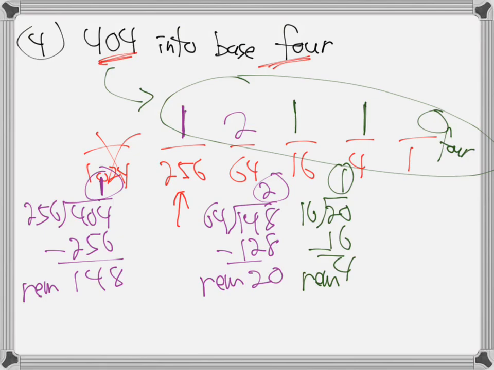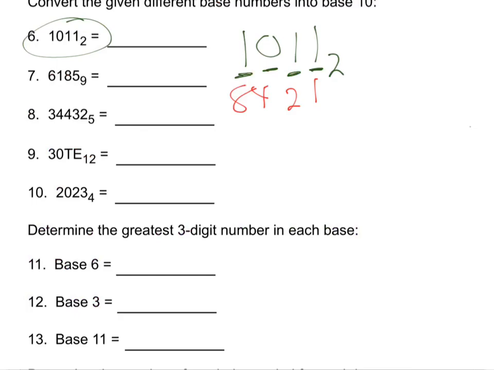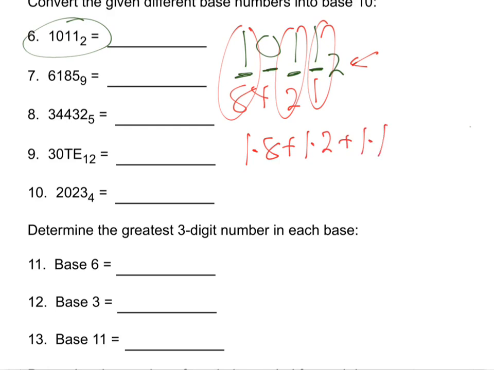Everybody see the difference? So back here, the 404 was a normal number because it didn't have a foreign subscript. They wanted me to change it into a foreign number. This one is a foreign number. It's right there. So what does that mean? It's 1 eight, no 4s, 1 two, and 1 one. 1 times 8, 1 times 2, 1 times 1, what is that? 8, 2, 1. That's the number 11. Good? You good with both those directions, forward and backwards, changing into and out of a foreign number system?